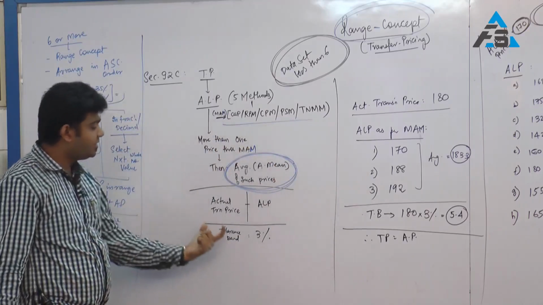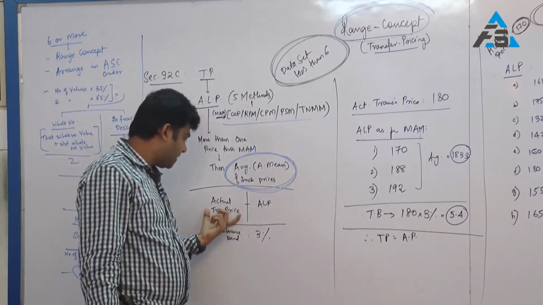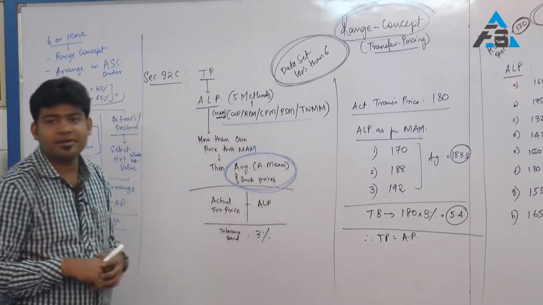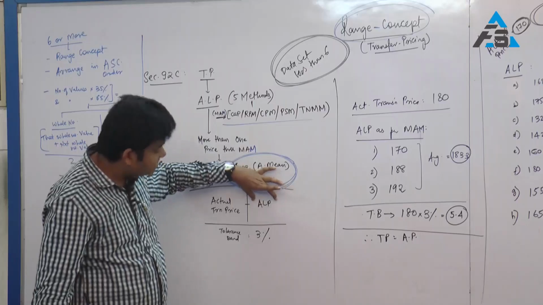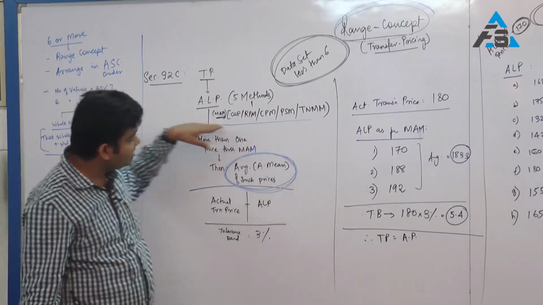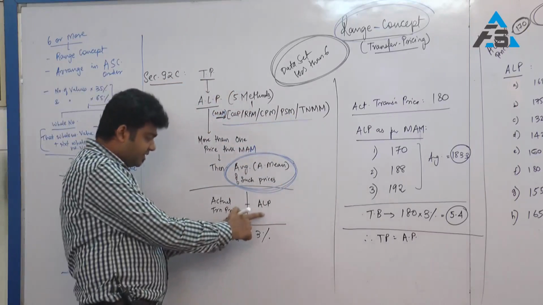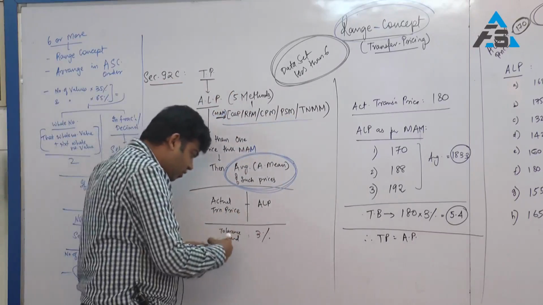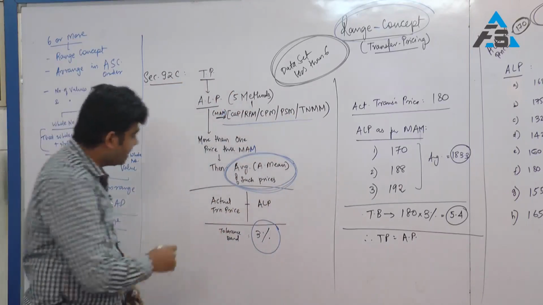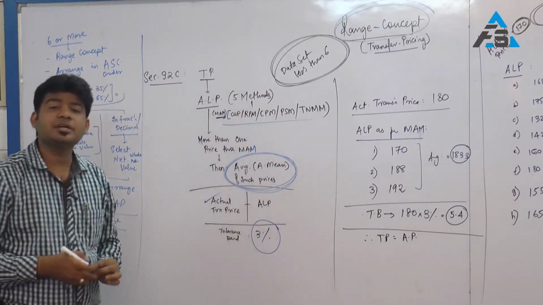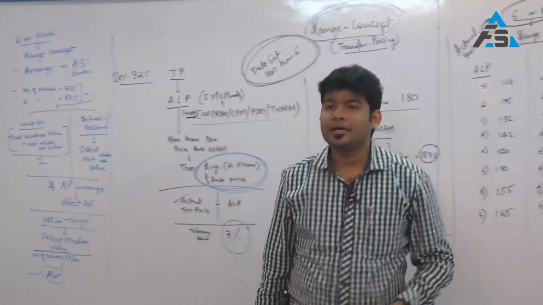Then there is a tolerance band of 3%. So one is the actual transaction price at which I have done my transaction with my associated enterprise, and the other is the arm's length price, which can be determined through various methods. So there can be multiple ALPs or one ALP, as the case may be. We will compare. The comparison allows a tolerance band of 3%. So if there is a deviation of up to 3%, still allowed, you can take your actual transaction price. If it exceeds, then in that case probably there will be an addition to your income.